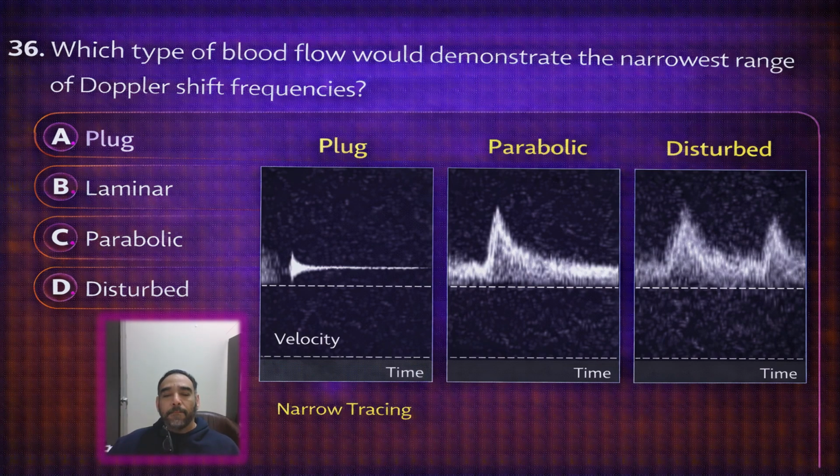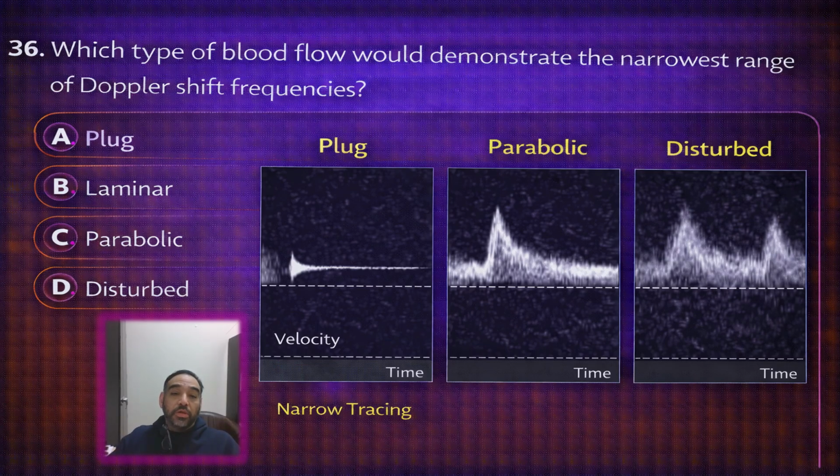And why? Because in plug flow, velocity is essentially the same across the entire vessel. All red blood cells are moving at nearly the same speed. So if velocity is uniform, Doppler shifts are nearly identical. So you have a very narrow spectral tracing, thin waveform, minimal spectral broadening.